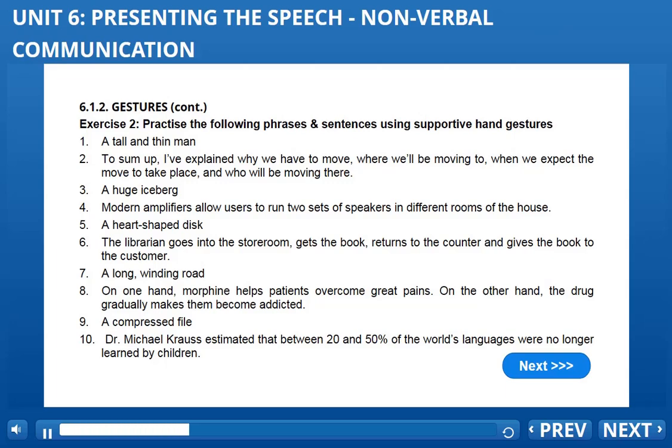Exercise 2. Practice the following phrases and sentences using supportive hand gestures.